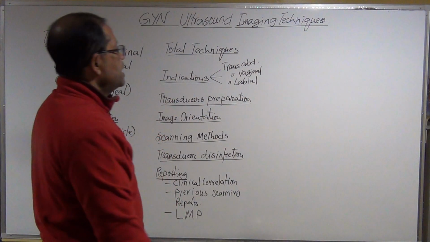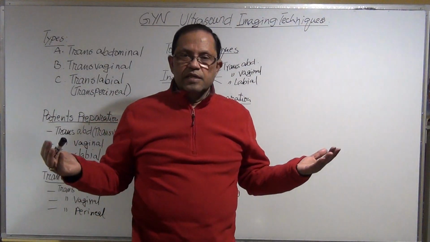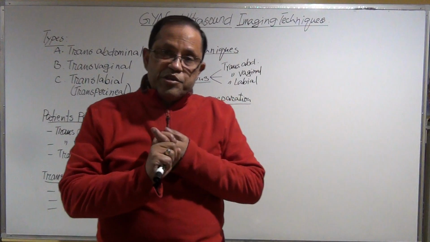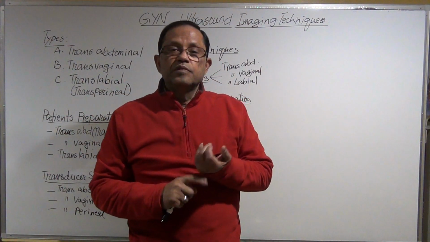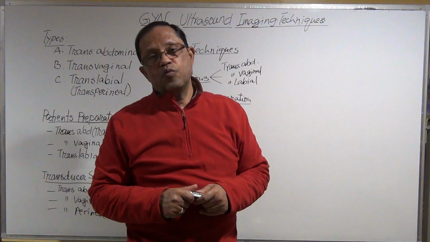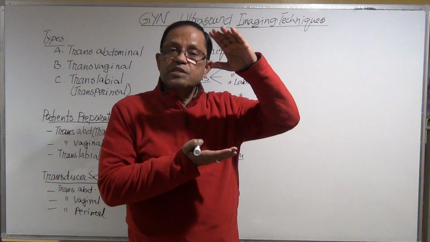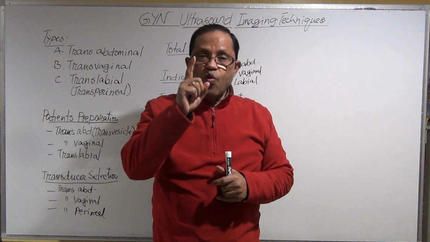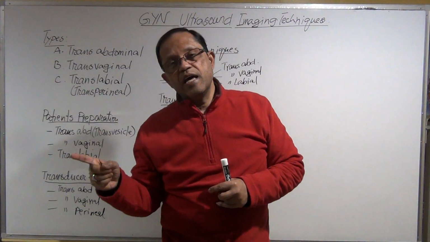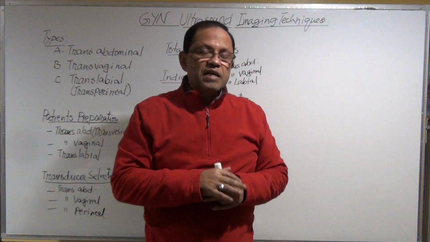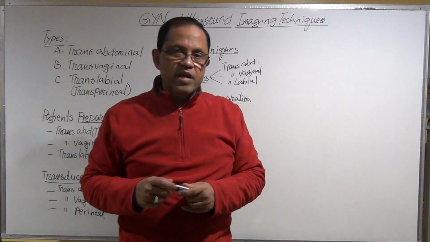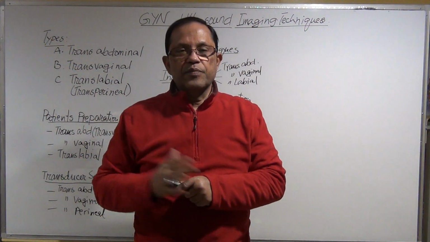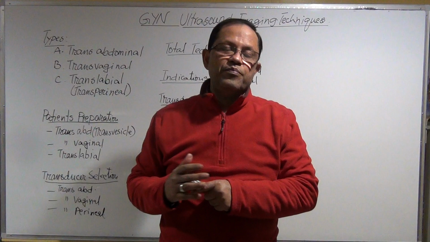So now, how are we going to fill the bladder? That is very important. Usually the rule is the patient will drink the water, 32 ounces, which is 1 liter. They will start drinking, but they have to finish 1 hour before the exam time. So if the exam time is 9 in the morning, she has to stop drinking at 8 a.m.